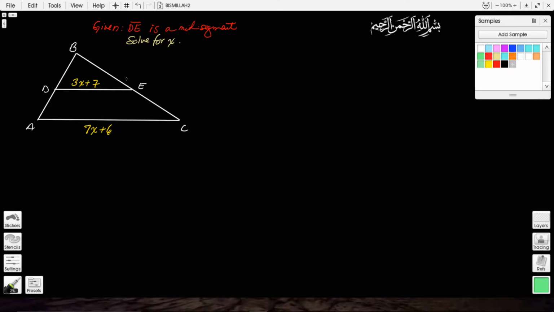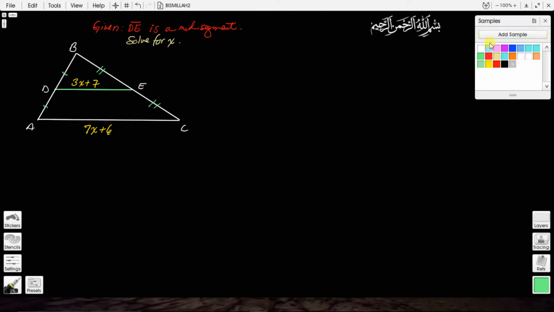So I thought we'd do some questions with the mid-segment theorem. So here's a question. It says DE is a mid-segment. That's given to us. So we have a triangle ABC, and we're told that the segment DE is a mid-segment. Now what that means is AD is congruent to DB, regardless of how they look, and BE is congruent to EC. So, okay, and then therefore that would make DE the mid-segment.